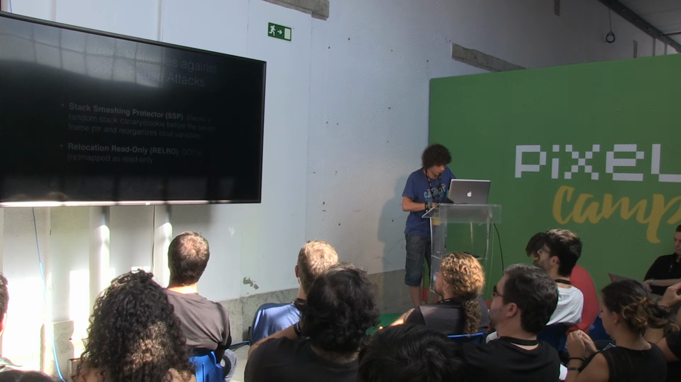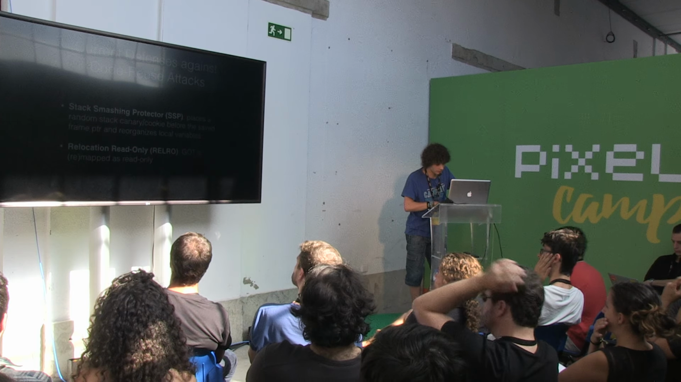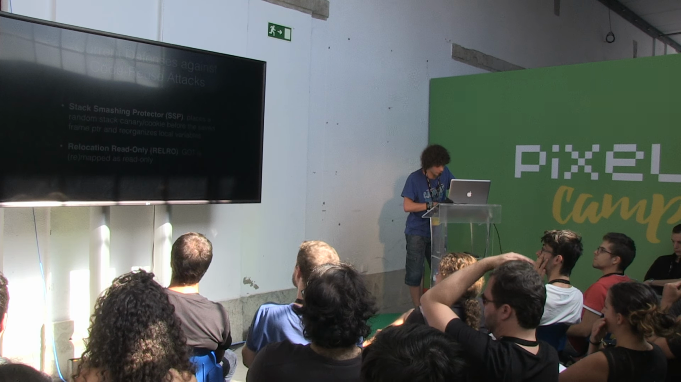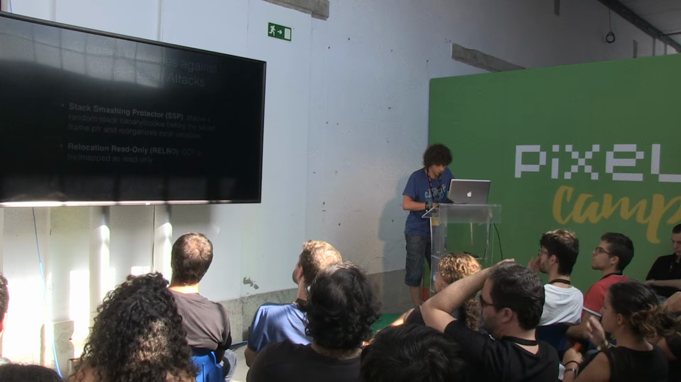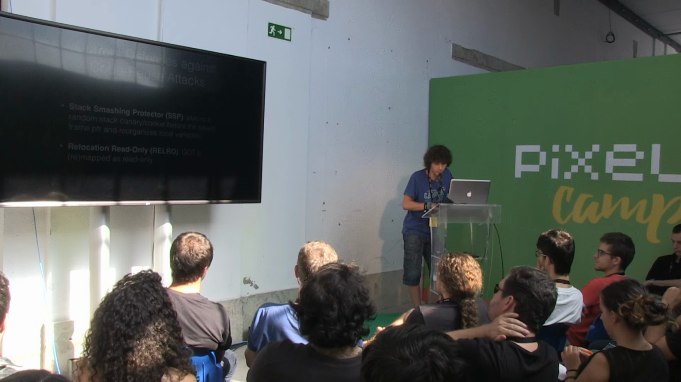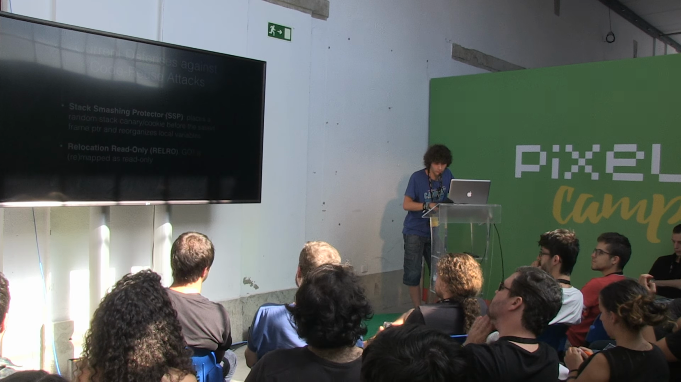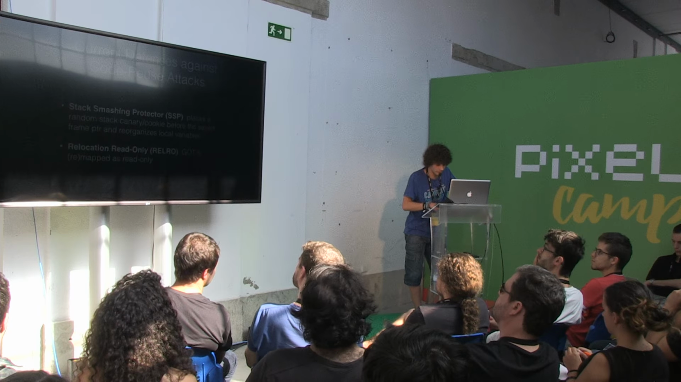And we have the relocation read-only, which basically sets the GOT entry mapped as read-only, so you can't overwrite it. I'm not going to explain what the GOT is because that's a really different topic. But basically, you can't overwrite pointers of functions in the libc.